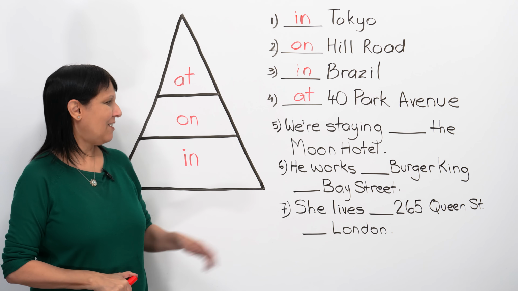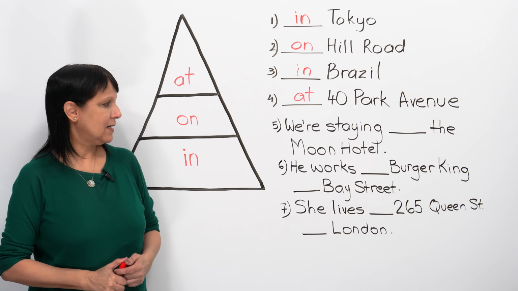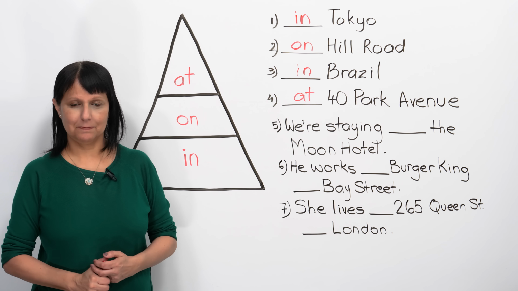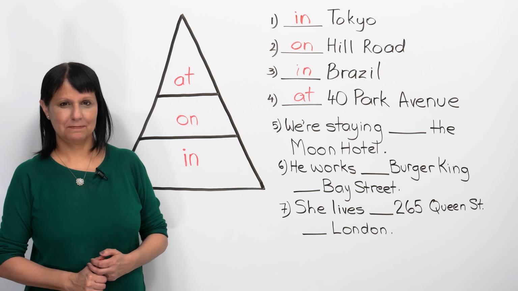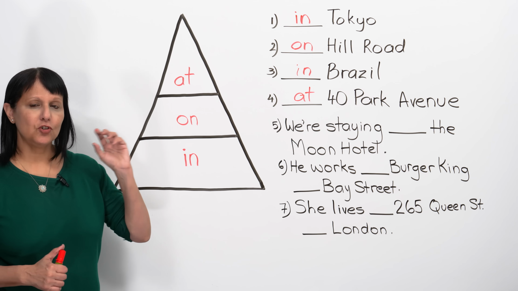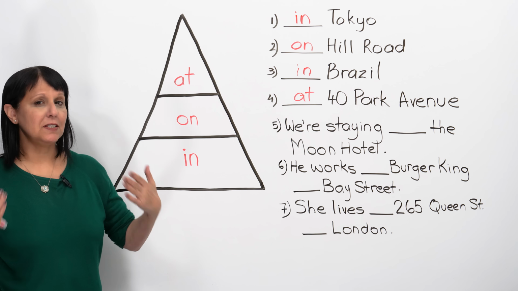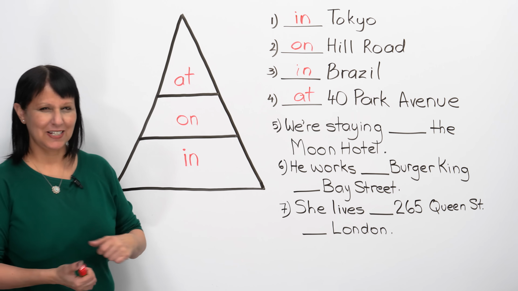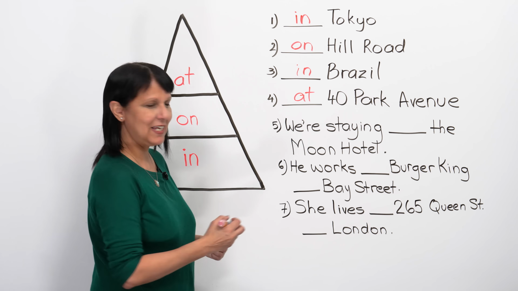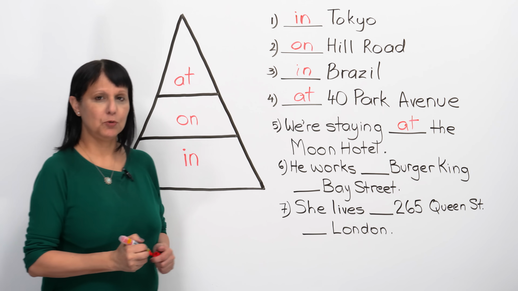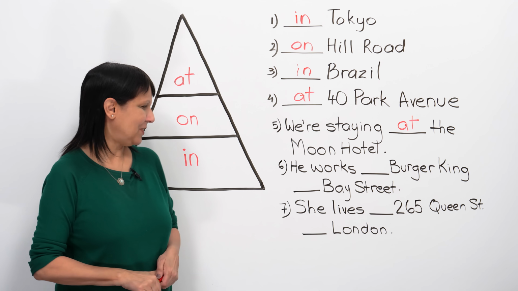Very good. All right, now let's look at some sentences. We're staying blank the Moon Hotel. What should it be? Think about it in terms of how specific it is. And in this case, it's again very specific. So we say we are staying at the Moon Hotel. Okay, good.